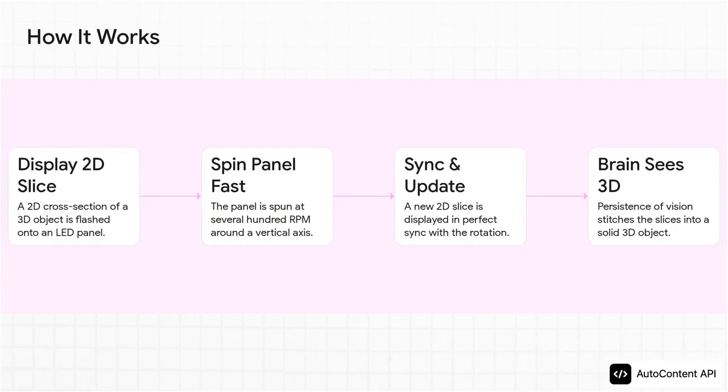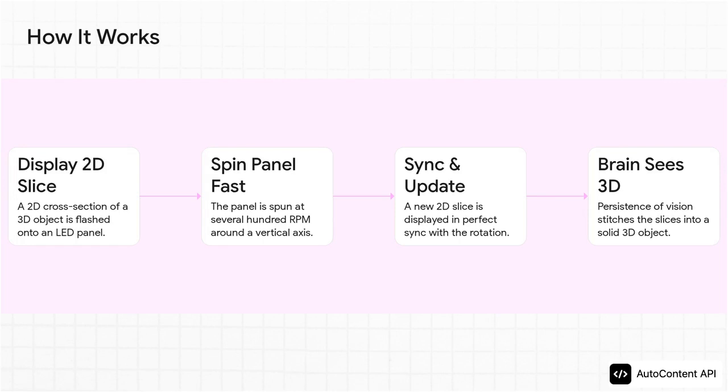Okay, so picture this. You've got this LED panel. You flash a single 2D slice of a 3D object onto it. Then you spin that panel incredibly fast, like hundreds of times a minute. And with every tiny fraction of a rotation, you flash the next 2D slice. And your brain, with this thing called persistence of vision, it just can't keep up. It gets tricked, and it merges all those slices together, and bam, you see a solid glowing 3D object just hanging out in midair.